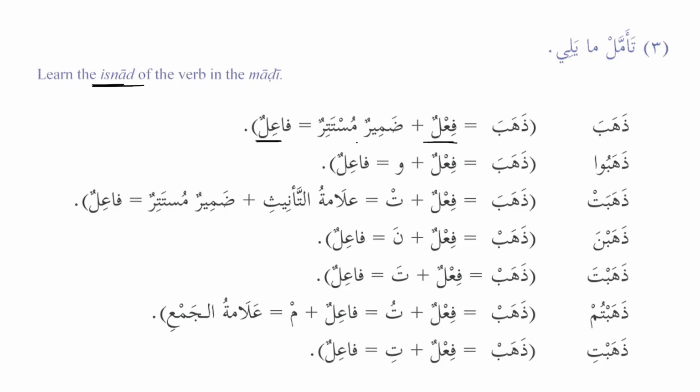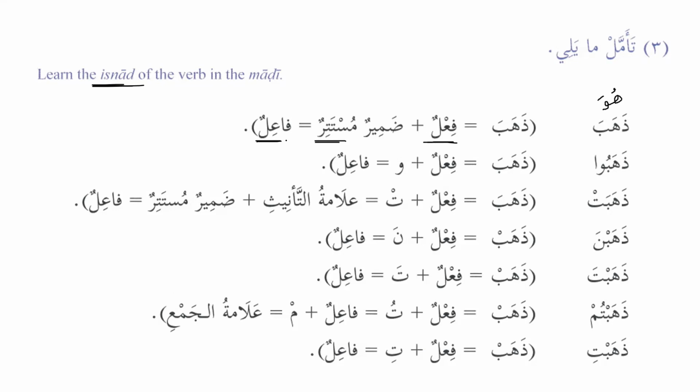So what does that mean? That there is damirun mustatirun. Mustatirun means hidden. So there is a hidden damir inside it, which is the doer. So what is that? That is in fact huwa. So huwa, which is inbuilt inside it, is the doer of the action.